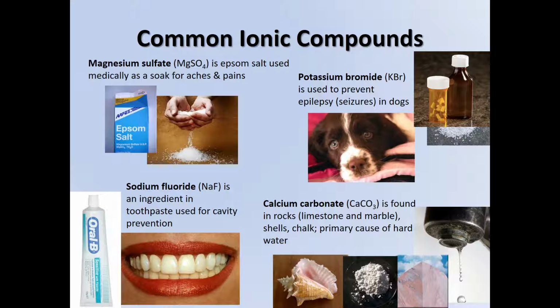Some other ones: magnesium sulfate, potassium bromide. Magnesium sulfate is known as Epsom salt in the business. We don't usually use the chemical formula unless you're in a science class. Most people just call it Epsom salt. Potassium bromide is used to treat seizures in dogs. Sodium fluoride is an ingredient in toothpaste used for cavity prevention.